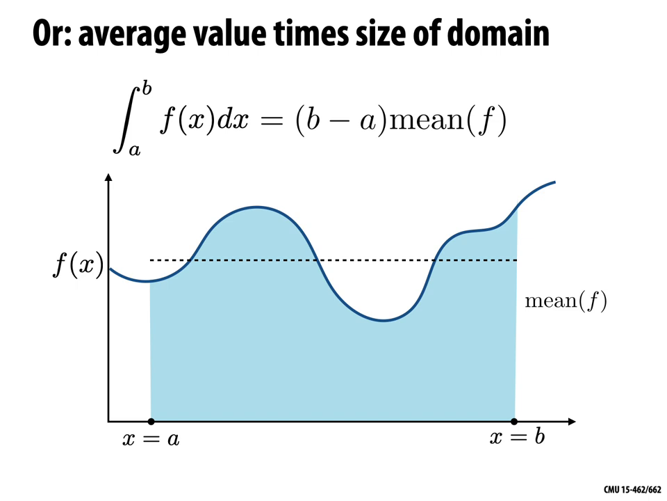Why is that an equivalent quantity? Basically, we're saying the area of a rectangle whose base length is b minus a and whose height is equal to the mean of f is the same as the area under the curve. You can imagine chopping off the pieces of the function that are sticking above this dashed line and filling in the holes below the dashed line. So when it comes to numerical procedures, sometimes it's easier to think about adding a bunch of values up, taking their average, and then multiplying by the size of the domain to get the integral.